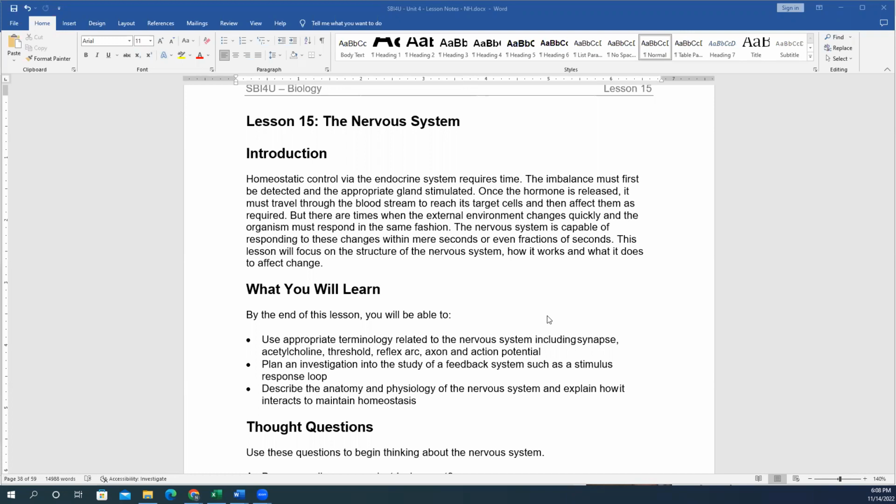But you don't always have the luxury of having lots of time to respond to changes to the external environment. Sometimes you have situations where the external environment changes very quickly. The organism has to respond very quickly to that situation. So the nervous system is able to respond to these types of quick changes within mere seconds or even fractions of a second. So today's lesson, we'll take a look at the structure of the nervous system, how it works, and how it brings about a response to changes to the external environment.